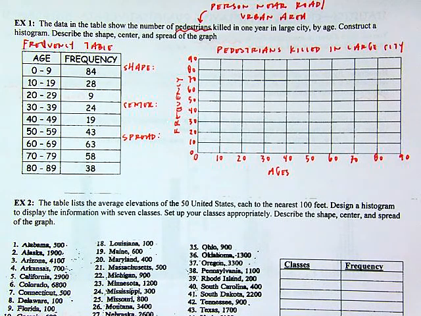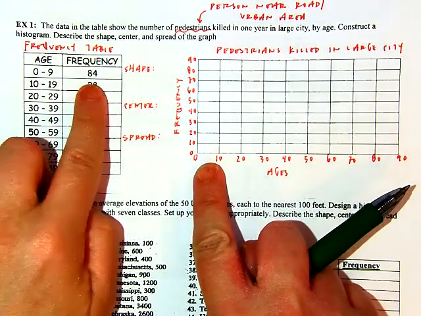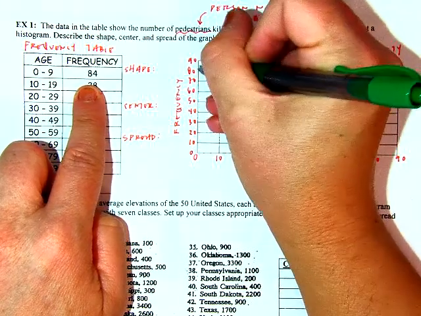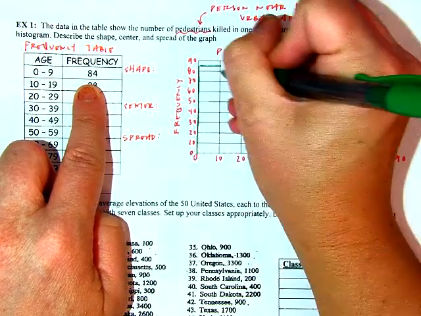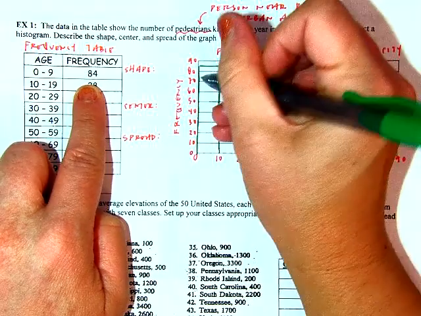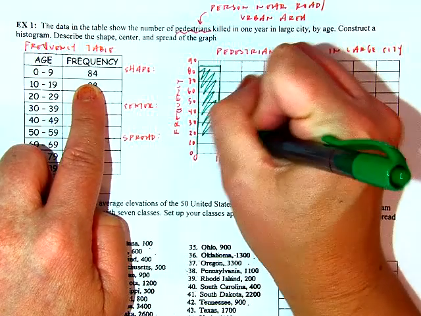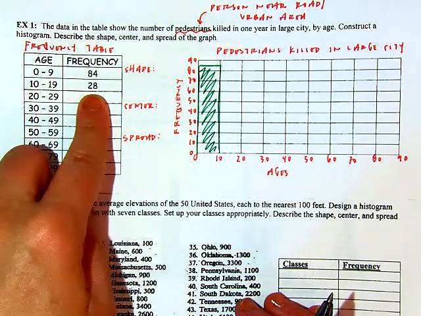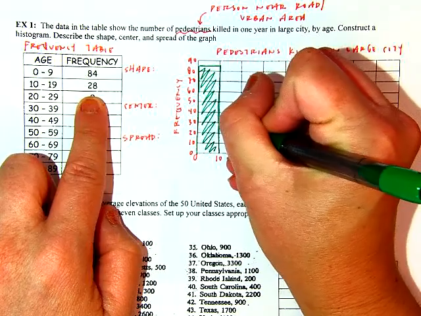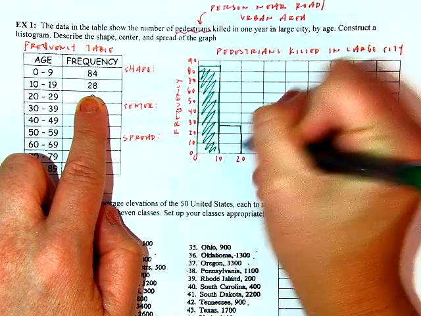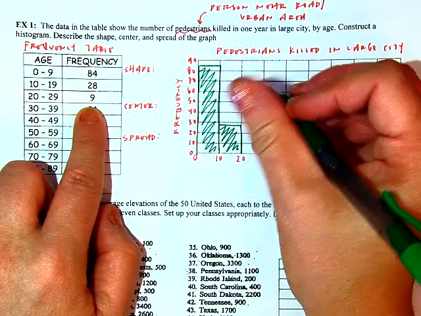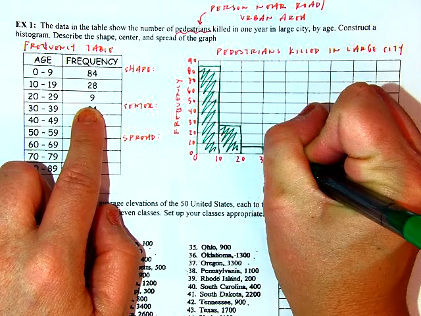So now I need to put in my bars. From 0 to 9, right here, that's a frequency of 84. So I'm just going to draw that in, about right here. Okay, if you have a straight edge, you can make it even prettier with a ruler. And then I'm just going to shade it in, just like so. Okay, my next one, 10 to 19, is 28. So right about here. 20 to 29 is 9. So right about like that.